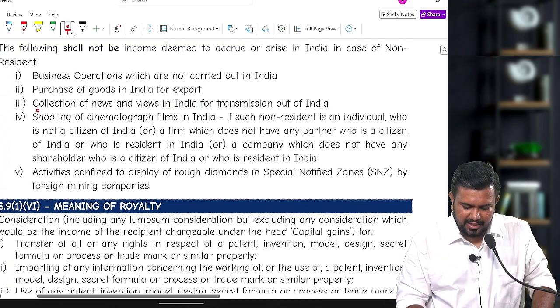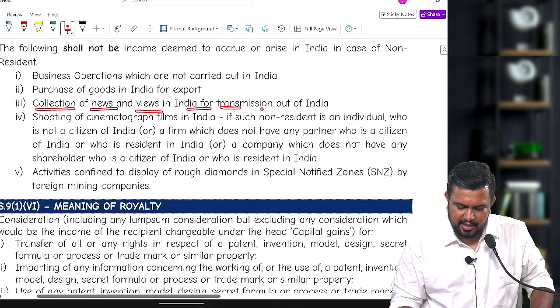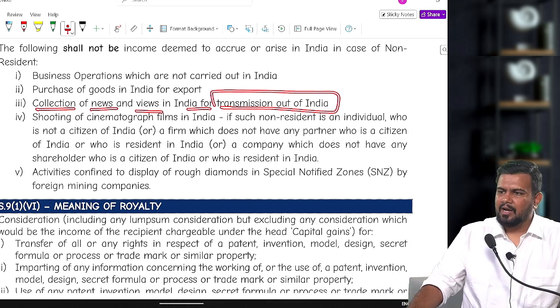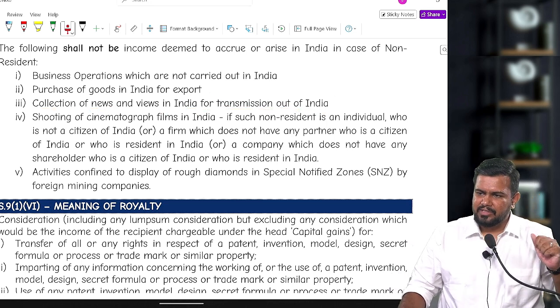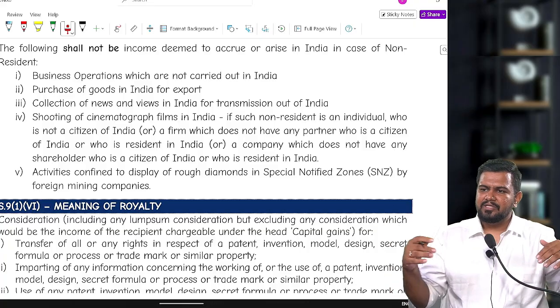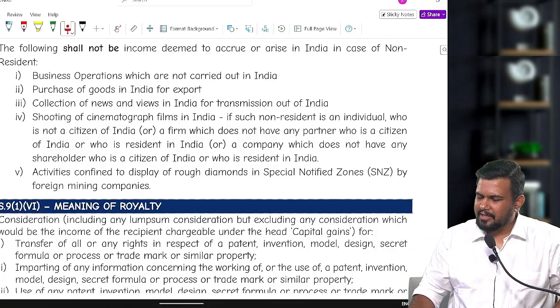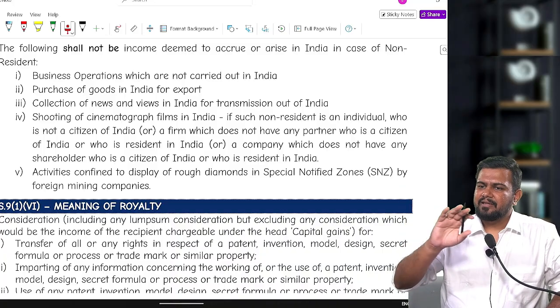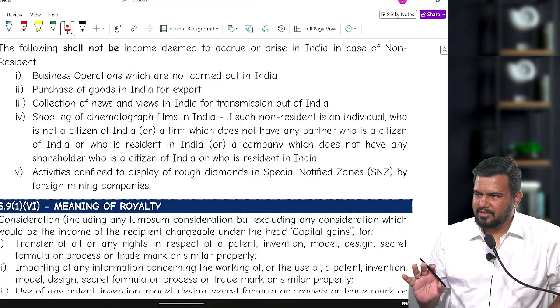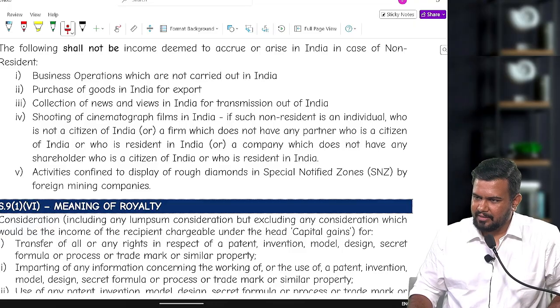Then collection of news and views in India for the purpose of transmission outside India. Let's say a foreign news agency, BBC News, is coming into India, collecting the news, and it is transmitting outside India. In such case, government has given an exception. We will consider it not business connection. So it will not be considered Indian income.